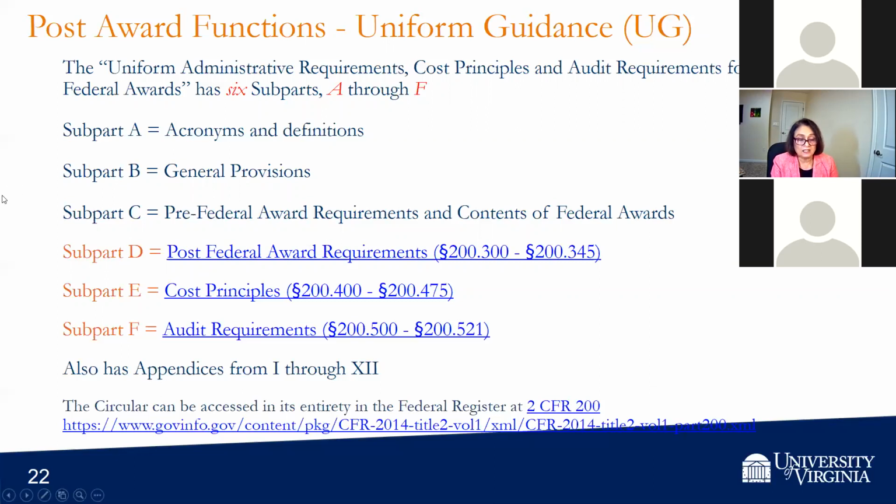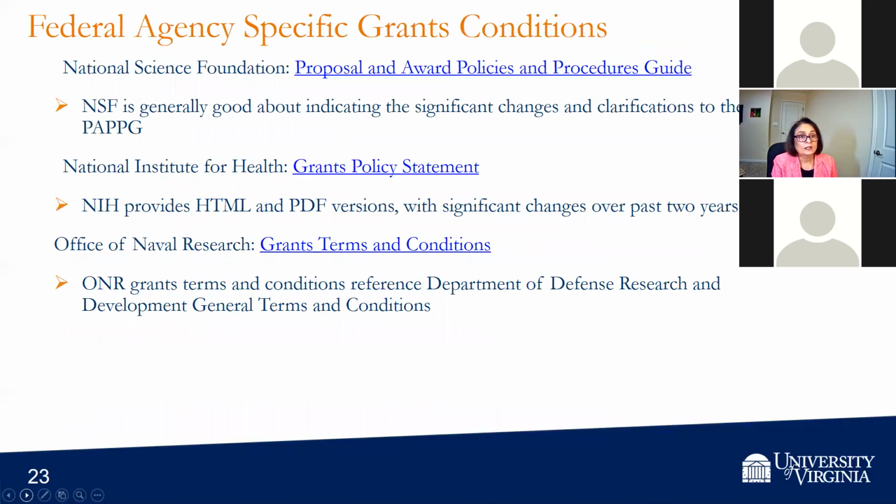So subpart D is the post-federal award requirement. Subpart E defines the costs and cost principles. Subpart F is related to audit requirement. Now, besides this, we do have federal agency-specific grants and conditions.